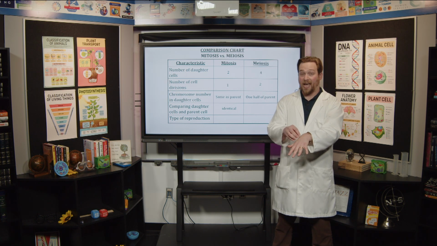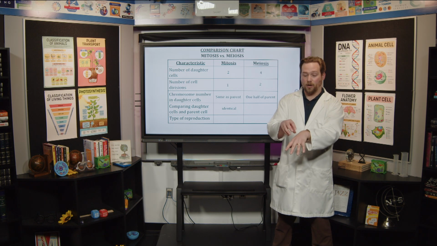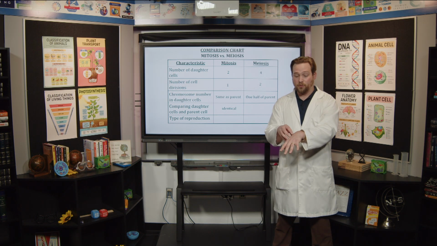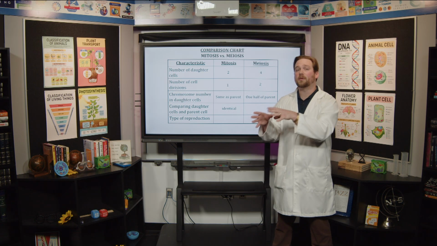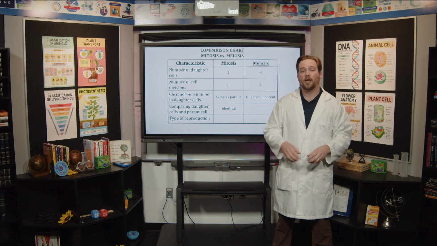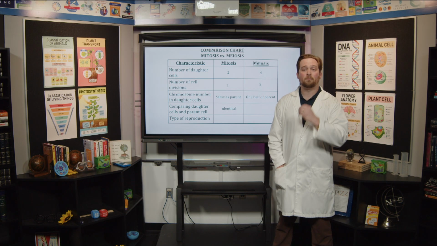Don't you want them exactly like the cells that started, right? You don't want them like, you know, a different color or looking different or a different type of tissue there. You want them pretty much the same. So we want the cells that we're ending with to be the same as the cells that we're starting with. Let's compare that to what happens in meiosis.